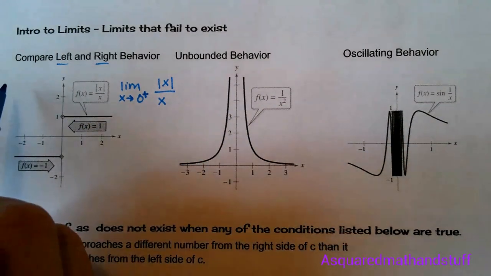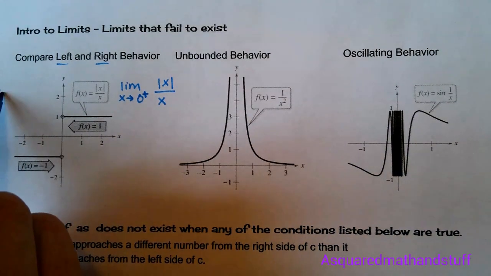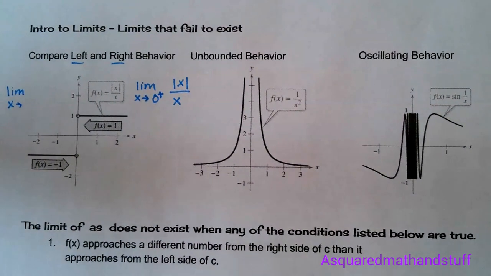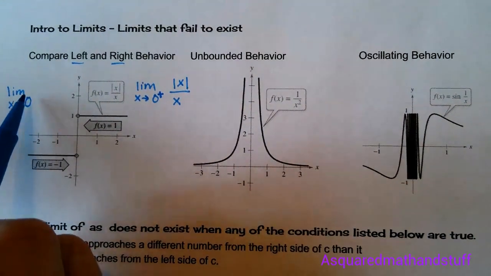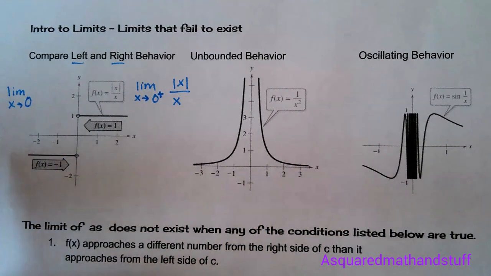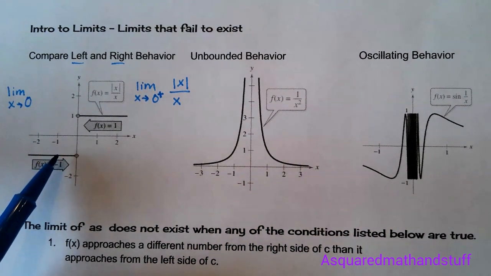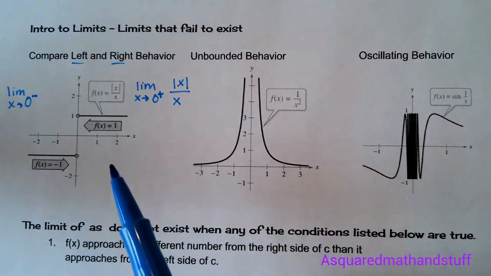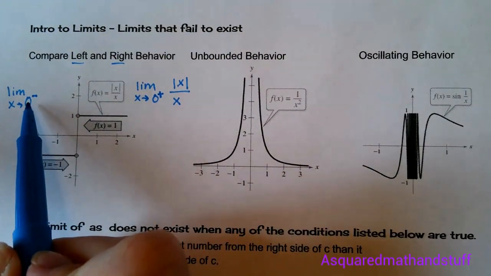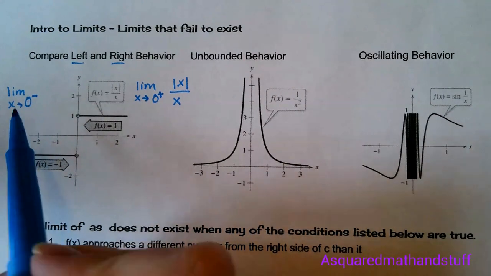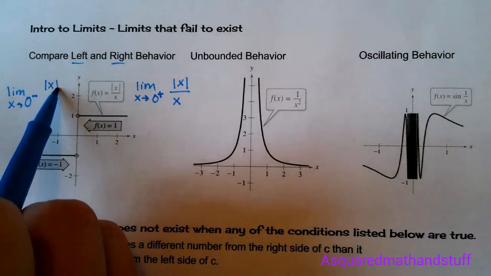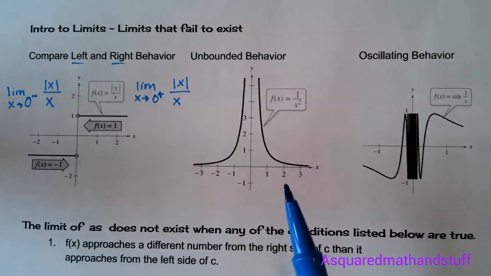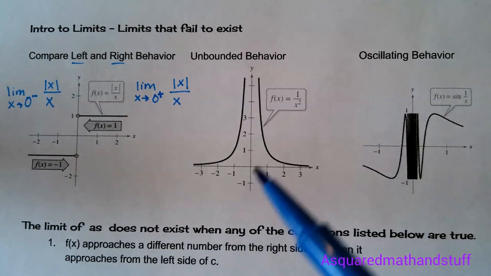Then I also want to look at the limit as x approaches 0, and this time we're going to follow this line coming in from the negative side of our x-axis. So again, in that exponent position, we indicate with a negative sign that we're coming in from the left. So we're looking at the limit of the absolute value of x over x. What's going on with these?